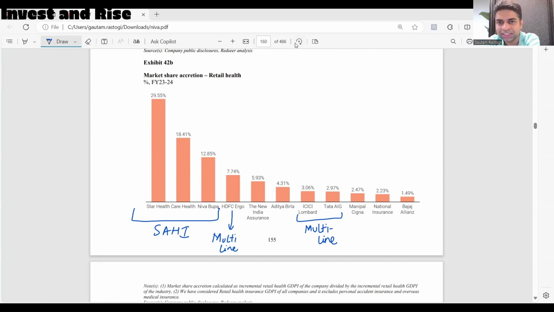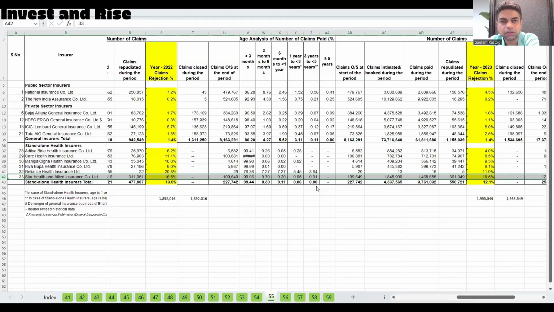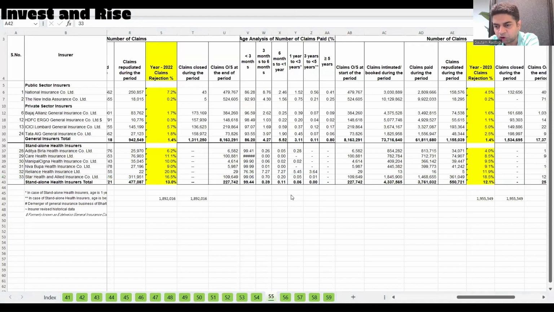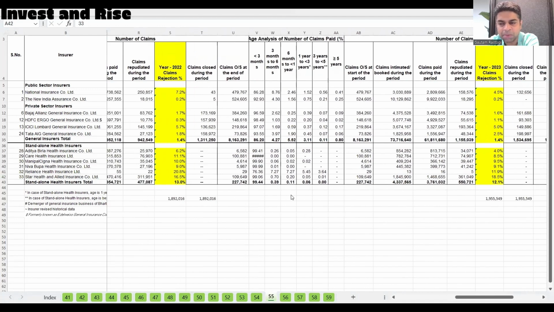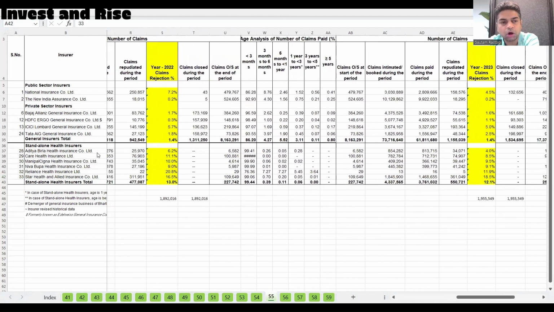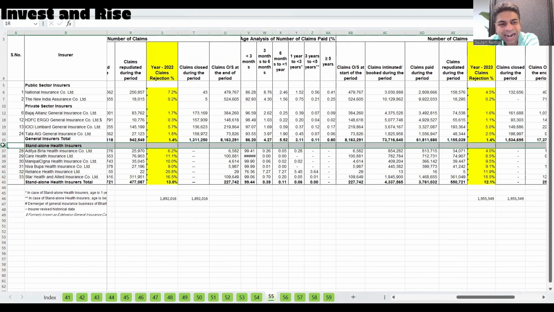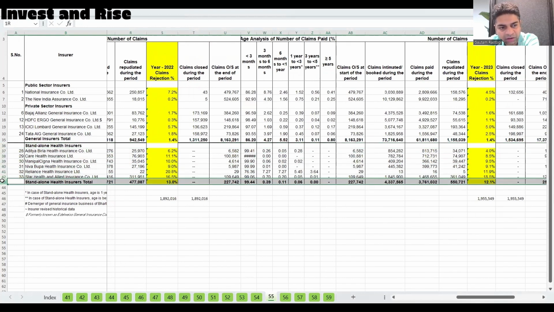All right. Now let's talk about the claim rejection ratio metric. Let me flip over to a different document. I've pulled this document from IRDAI. Here I have the claim rejection ratios of these different insurers. If you look at standalone health insurers, look at the claim rejection percentage. In year 2022, 13% of claims were rejected, and in year 2023, a 12% claim rejection ratio. It's a pretty high claim rejection ratio.